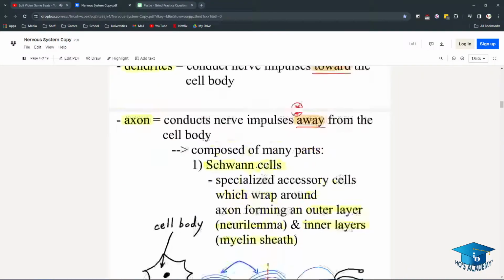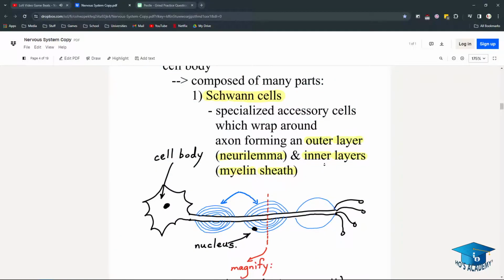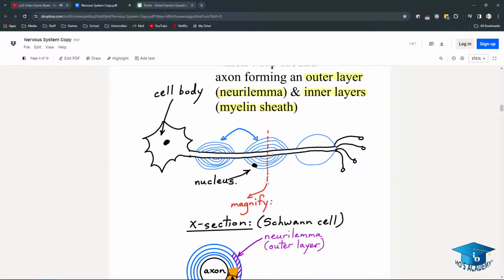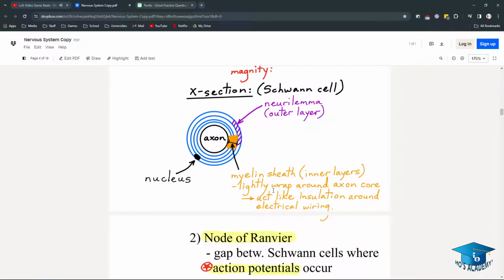There's the Schwann cells, which have this outer layer, a neurolemma, and the inner layers, the myelin sheath. I was right, thank God. So they'll wrap up here, and this is what the cross section might look like. They surround the axon, which looks like a pole in the middle. So imagine wrapping a bunch of tape around a light post. And the neurolemma is the outermost layer, and then everything in between is the myelin layer. They tightly wrap around the axon core and act like insulation.